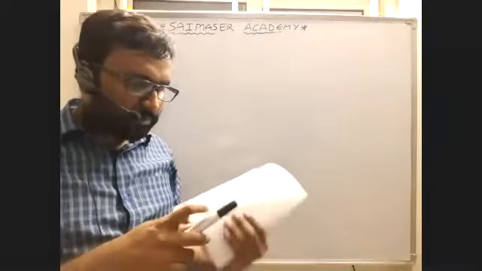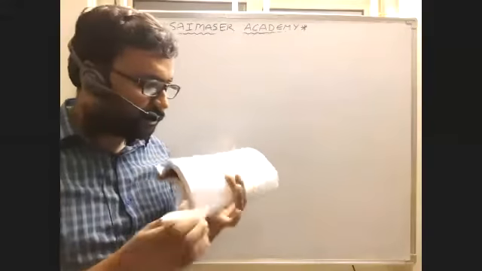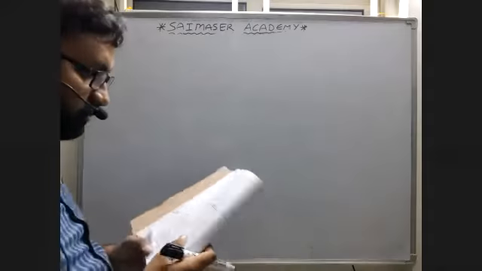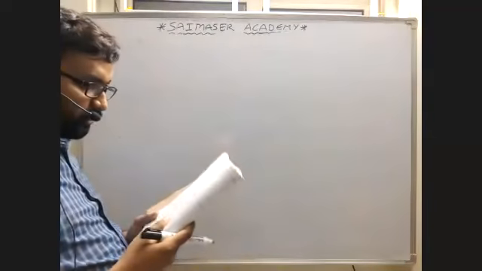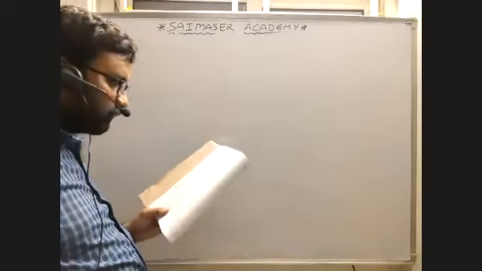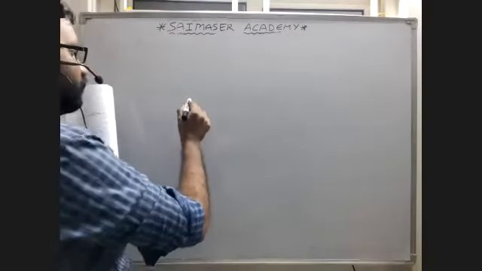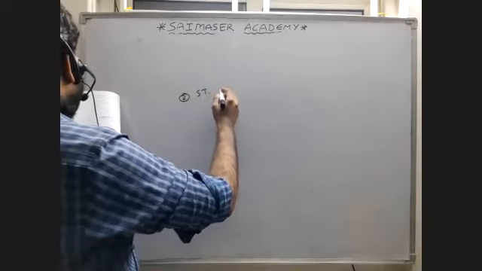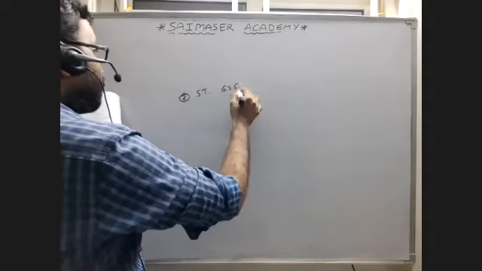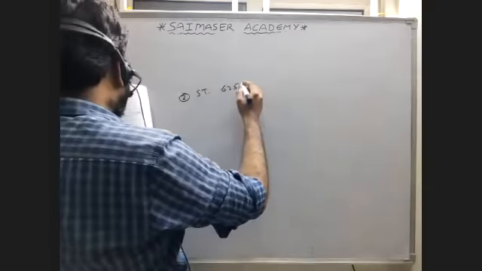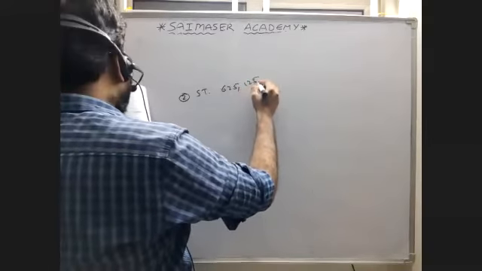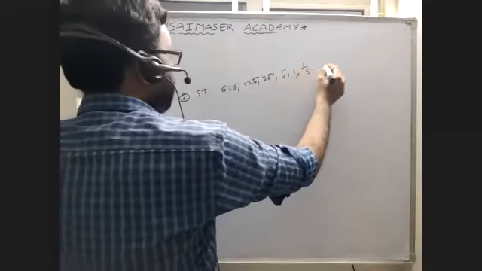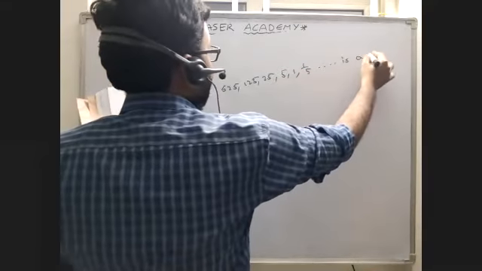I will give you some homework questions, you have to copy. Fast, copy fast. Show that the progression. Second question in the exercise. Show that the progression 625, 125, 25, 5, 1, 1 by 5 is a GP.